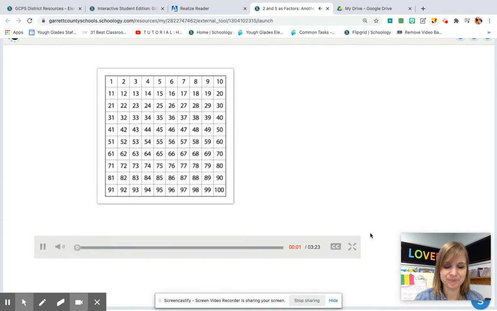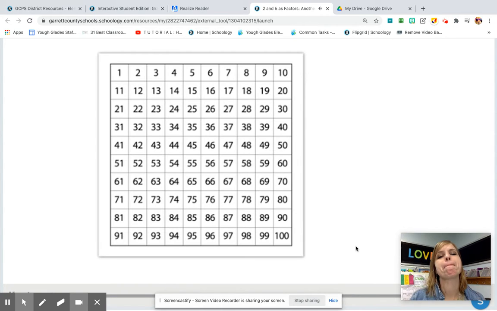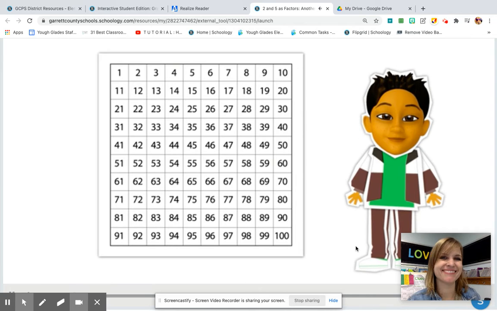Have you ever noticed all the patterns you can find in numbers? Today, we're going to look at patterns with 2s and 5s to see how we can use them in multiplication. Carlos is here to help us out. Thank you, Carlos. Hey there! Let's look at all the multiples of 2 to try and find some patterns. Do you know what a multiple is?